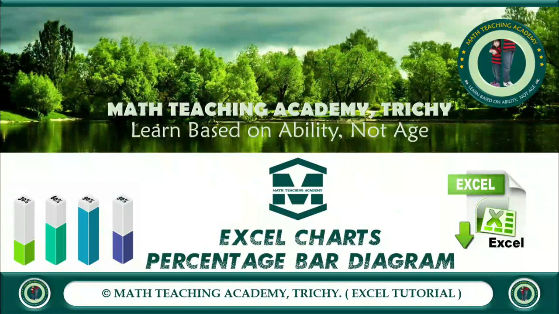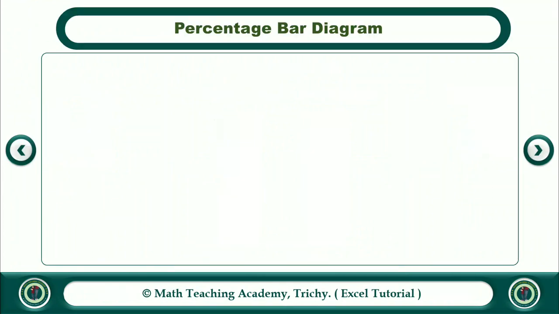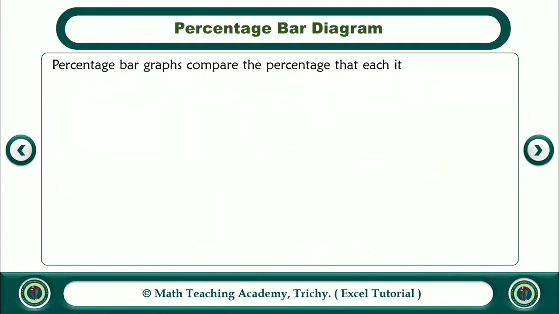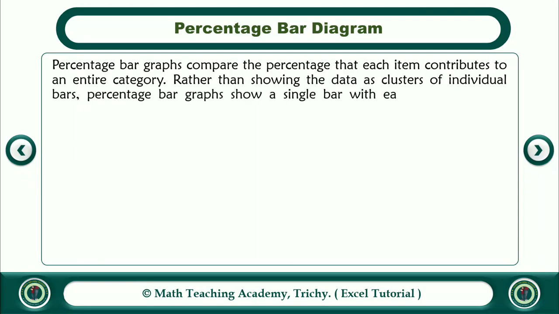Here in this video today we are going to look at percentage bar diagram in Excel charts. First off, you must know what is percentage bar diagram. Percentage bar diagrams compare the percentage that each item contributes to an entire category. Rather than showing the data as clusters of individual bars, percentage bar graphs show a single bar with each measured item represented by a different color.